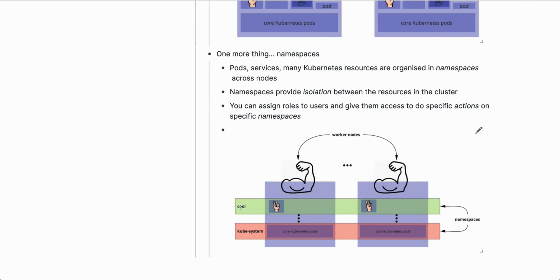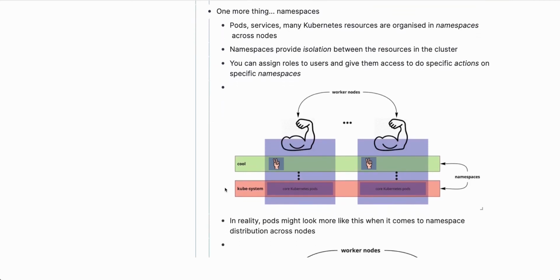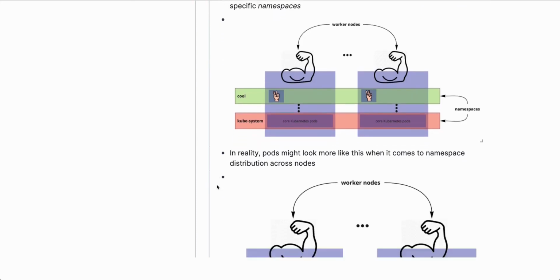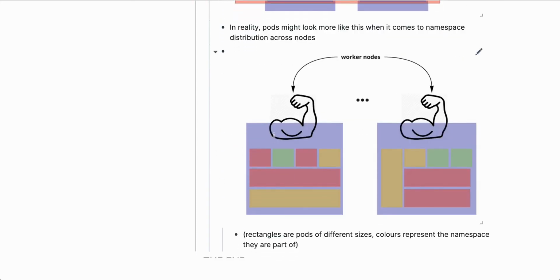So if we look at our service, it's being deployed into the cool namespace, and the namespace spreads across the nodes. The same with the kube-system namespace, which is the namespace where the core Kubernetes pods are usually deployed. And in reality, pods might look a bit like this when it comes to namespace distribution across nodes. If we look at this picture, the rectangles are pods of different sizes, and the colors represent the namespace they are part of. So it's always a mix, based on the requirements that we give to Kubernetes and what it sees as the best way to use the resources available in the cluster.